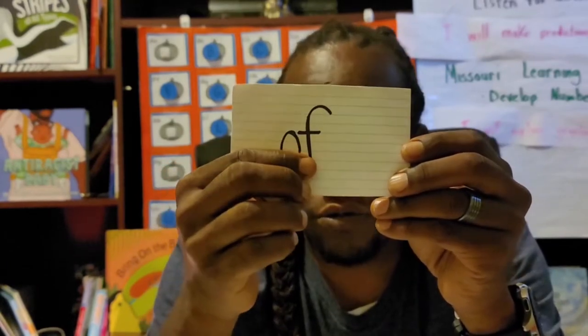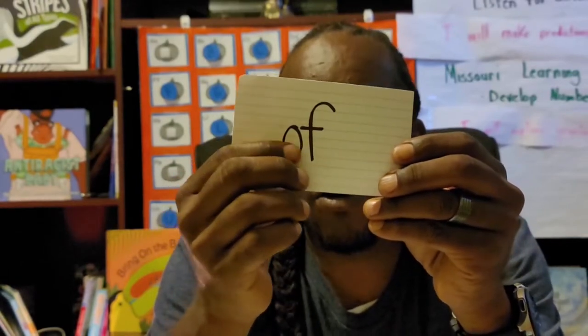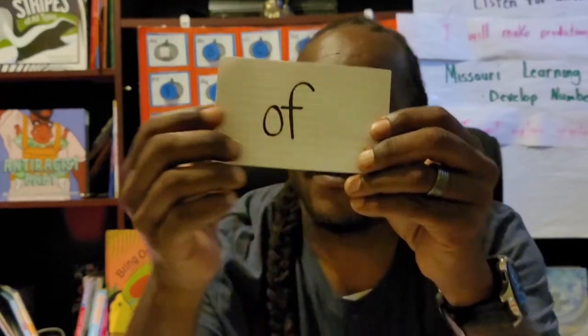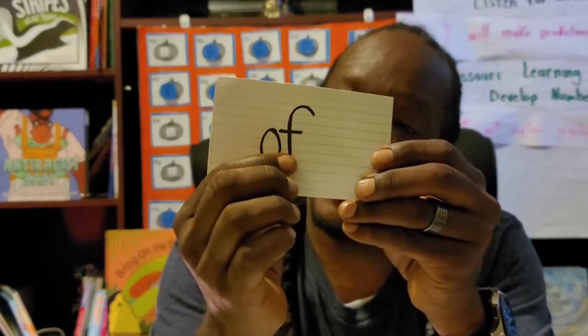What about, what letter is this, Wyatt? F. O, F, of. Let's spell it again. Read it. Of. O, F, of.